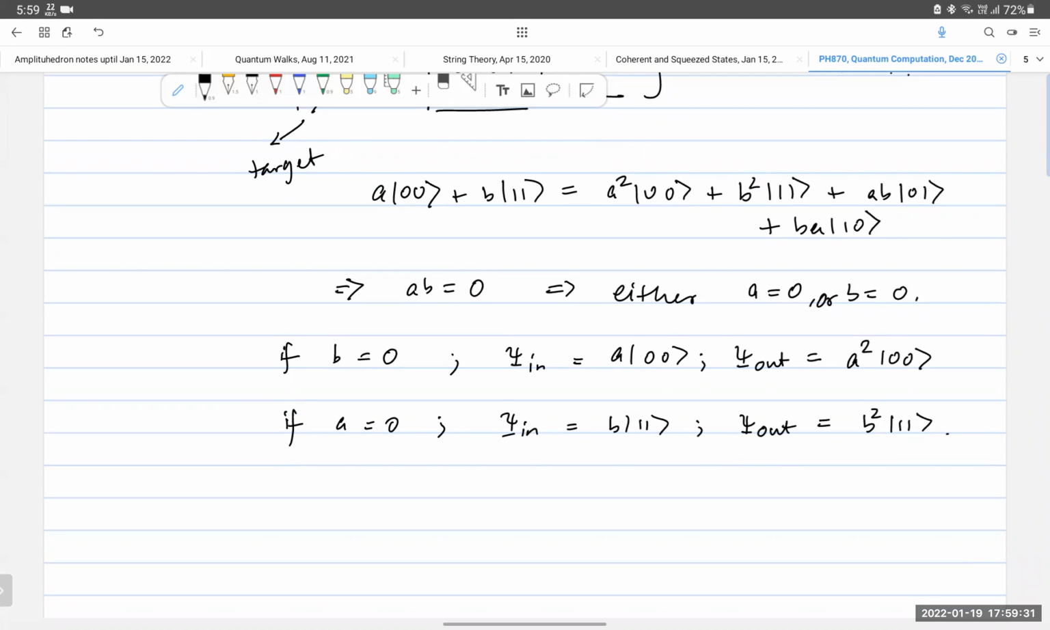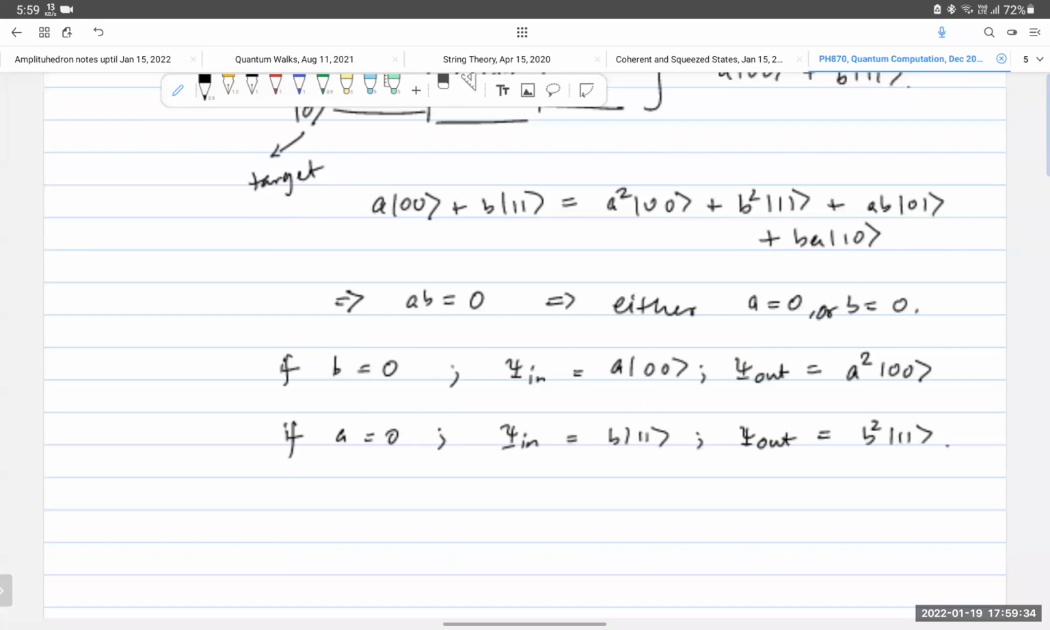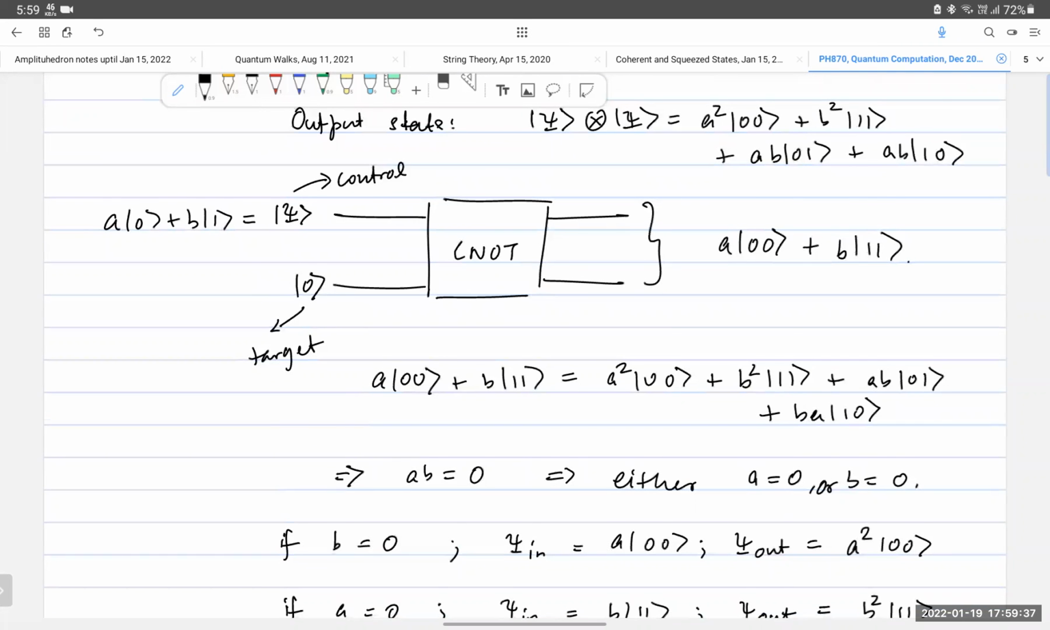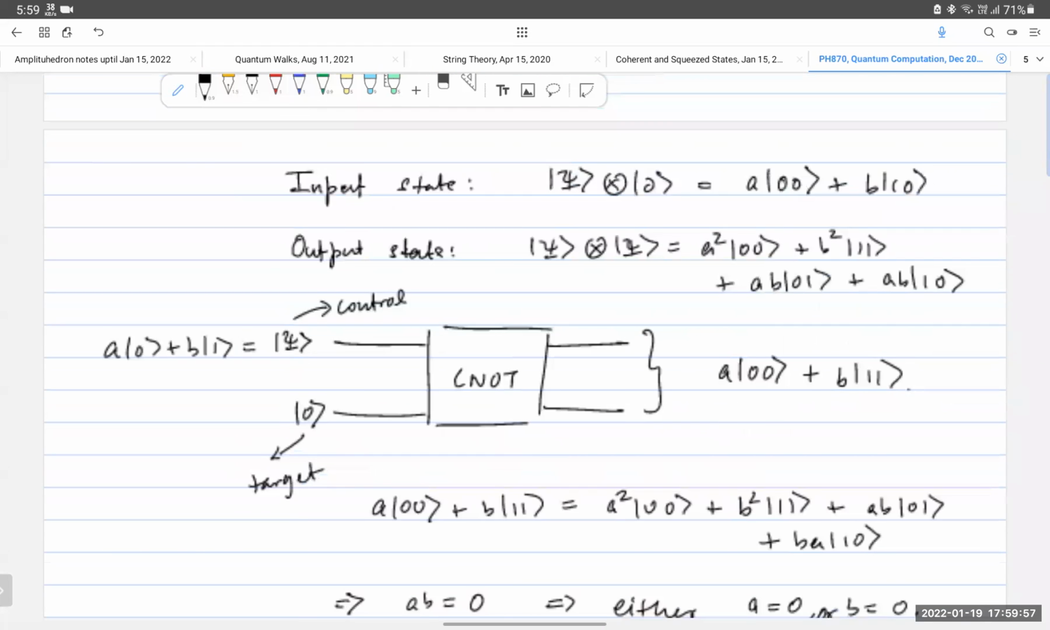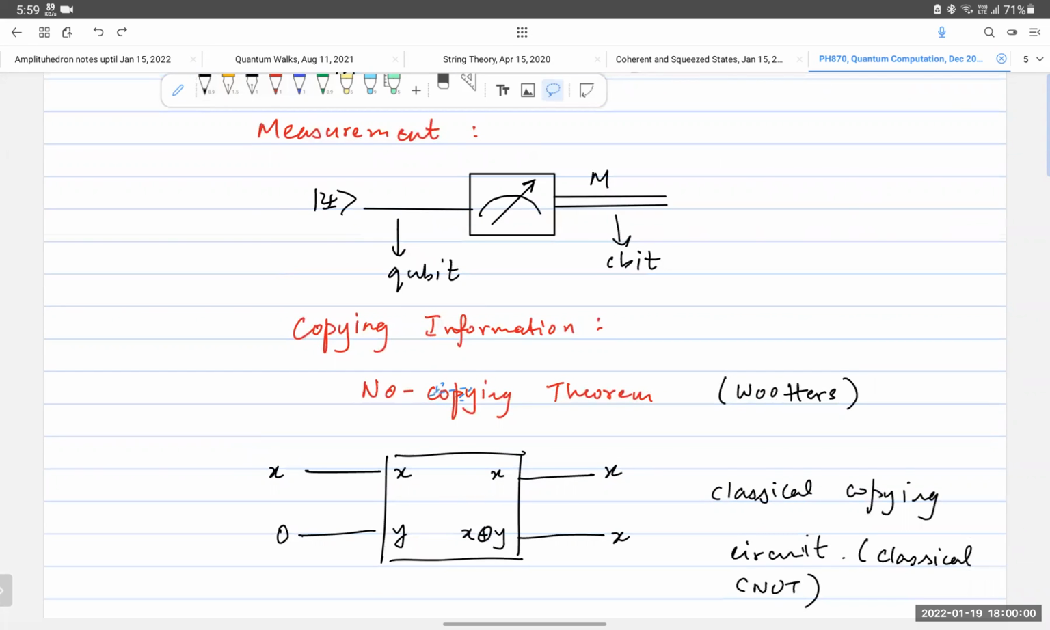So if you have a general state, an arbitrary state, it has both A and B non-zero. And so this is very simple. This is called the no cloning theorem. You cannot clone a quantum state.